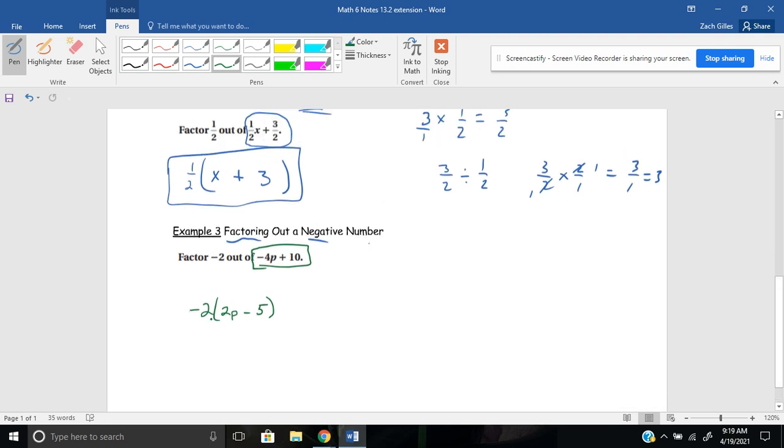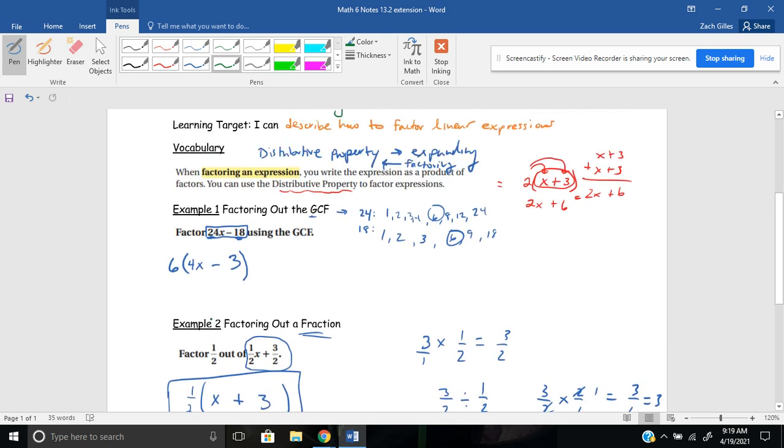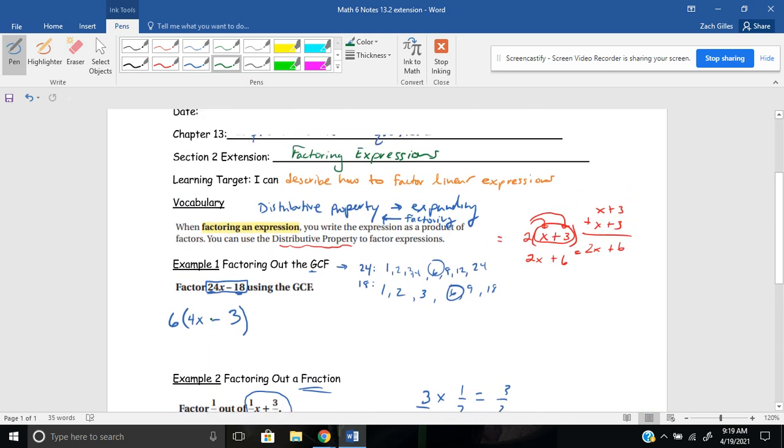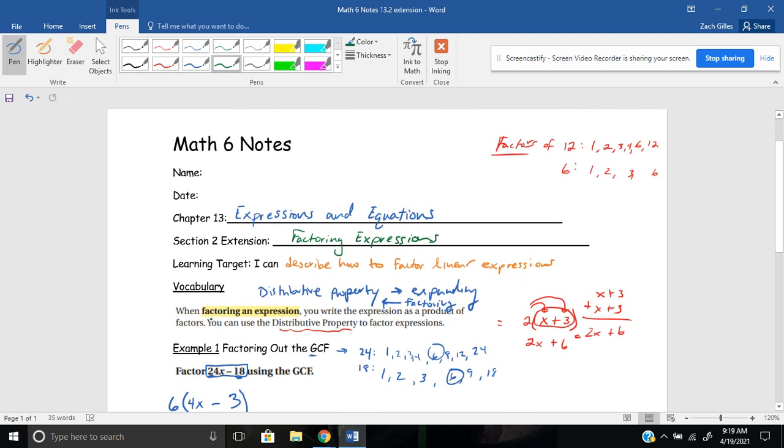All right, so there are 3 quick examples on how to factor out a couple different things from a linear expression. Hopefully that makes sense to you. This one is short and sweet. Make sure you get some practice in. Practice makes perfect. It's how you get better at anything in life.